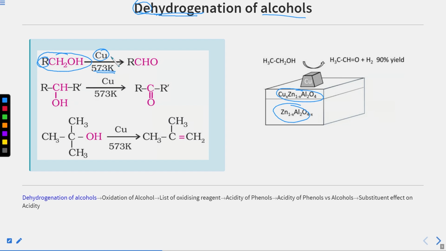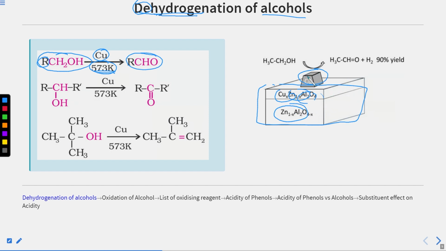Now, first is this primary alcohol. So we treat it with copper at 573 Kelvin, then it gets oxidized to RCHO, that is aldehyde. If you see the setup that is used for this oxidation under copper, you will see that this Cu is supported over a different type of alloy that consists of copper, zinc, Al2O4. Then this in turn is supported on a different type of alloy. But you do not have to worry about all of this.